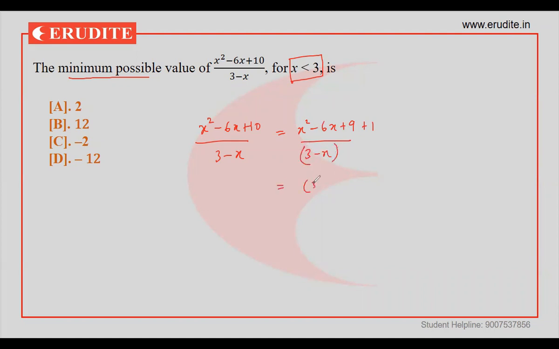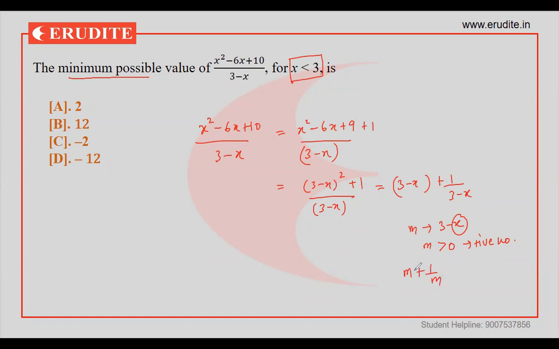This part is nothing but (3 minus x) whole square plus 1 upon (3 minus x). Once I divide it, it is coming 3 minus x plus 1 upon 3 minus x. If I assume m as 3 minus x, as I know that x is less than 3, so m value is definitely greater than 0. That means a positive number, right? So I can replace this 3 minus x with m, so the expression will be in the form of m plus 1 by m.